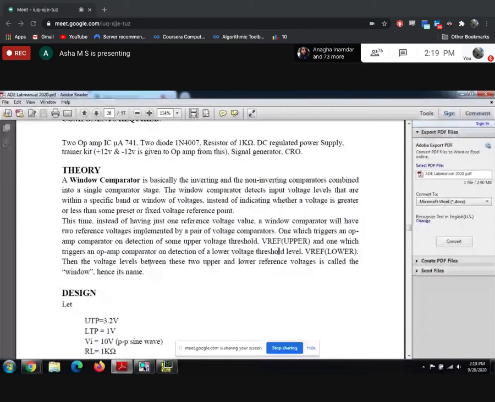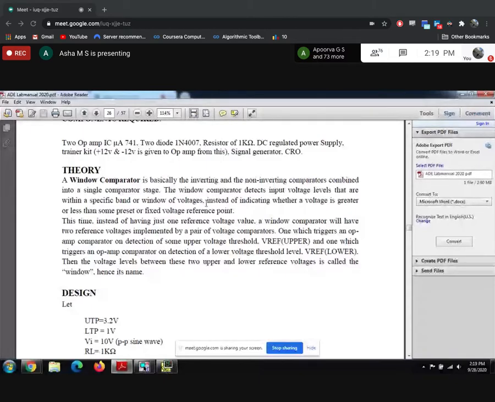So here we are going to detect two threshold values. One is the upper V reference point, which we take as the UTP, and another reference voltage for the LTP. The voltage levels between these upper and lower reference voltages are called the window. Whatever voltage value falls between these two voltages, we consider as a window. The voltage that falls within that window will take you to the negative side of the output waveform. We'll see it later.